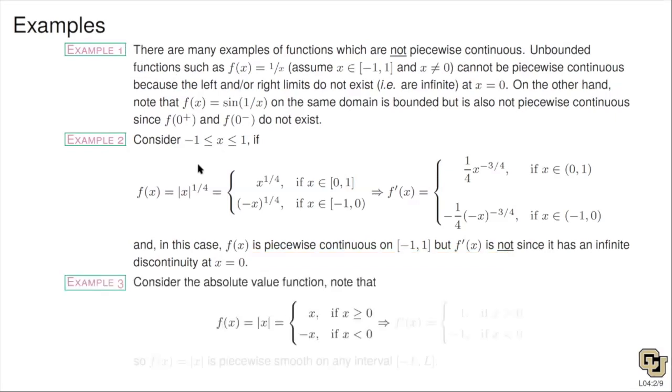Consider the regular absolute value function. Here, both the function and its derivative are piecewise continuous. The original function is actually continuous. The derivative is piecewise continuous. It has a jump discontinuity at 0. And here, the original function is piecewise smooth. In fact, it's continuous piecewise smooth.